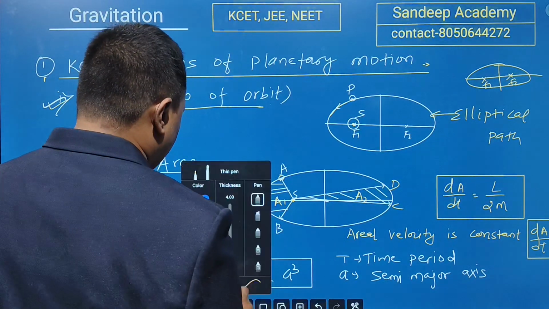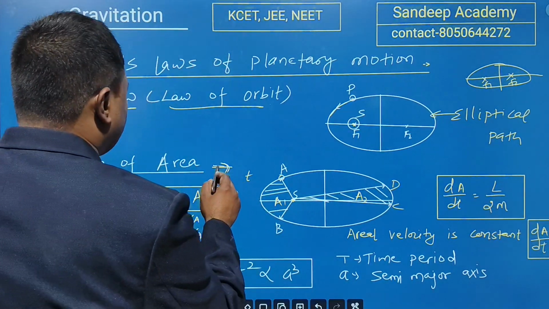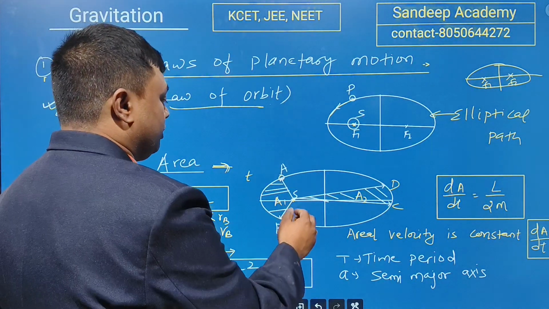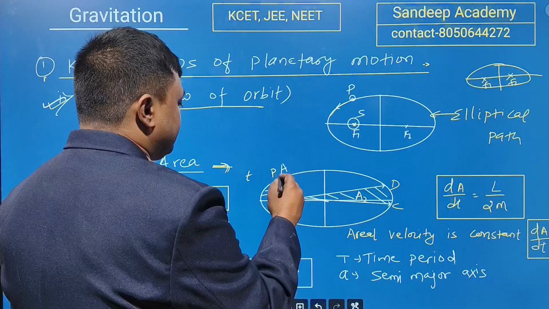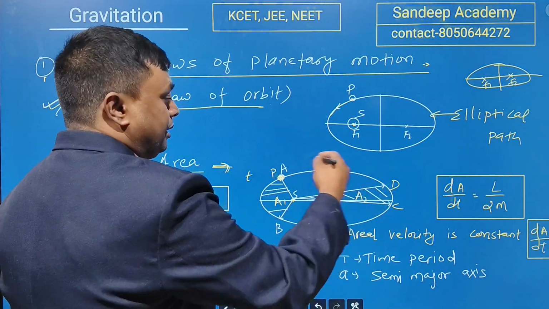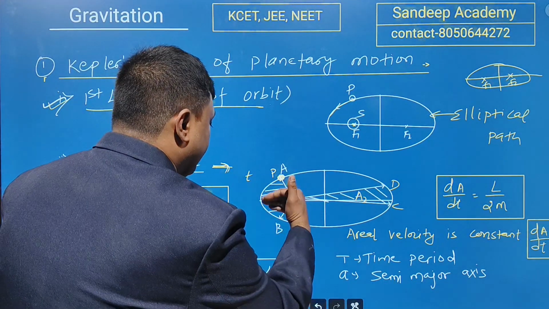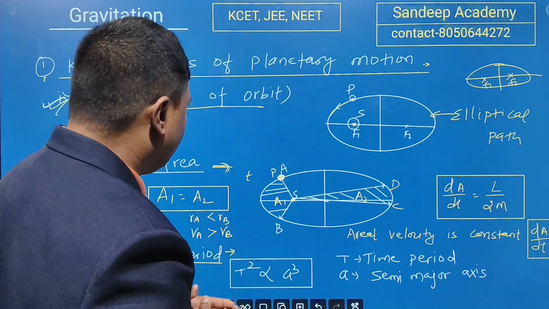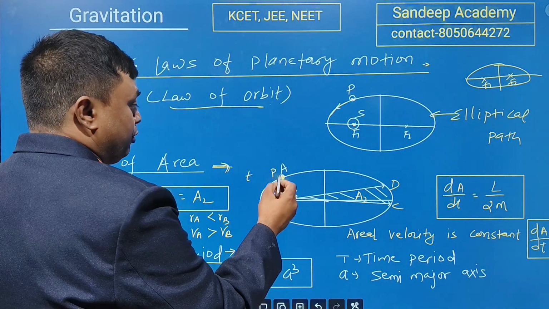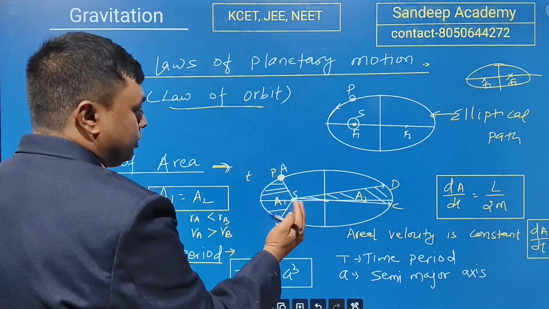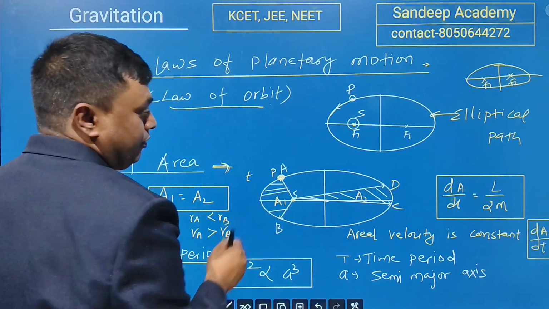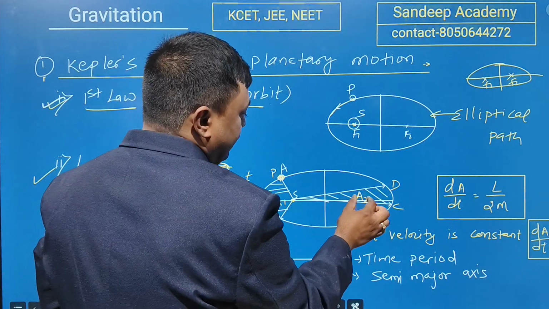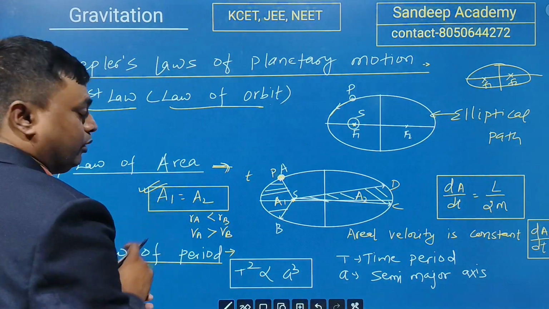When we talk about the second law, that is called the law of areas. The line joining the sun to the planet, where P is the planet revolving in the elliptical path, sweeps out equal areas in equal intervals of time. Let's take the planet moving from A to B in time t, so the area swept is A1. In the same time t, it moves from C to D, so the area covered is A2. So A1 will be equal to A2.